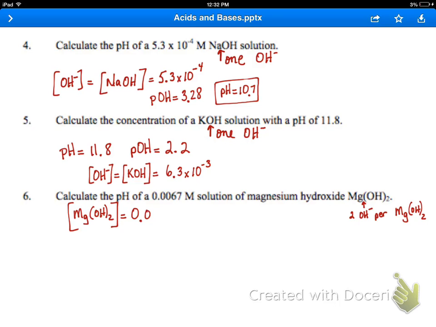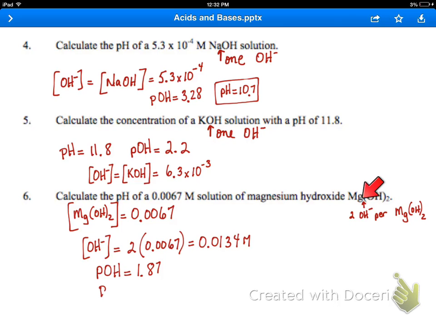Okay, last one is magnesium hydroxide. Here there's 2 hydroxides for every magnesium hydroxide. So we're going to have a factor of 2. We're given the concentration of magnesium hydroxide, and because there are 2 OHs for every base, we are going to take that and multiply by 2 to find the OH concentration. So that's 0.0134, and then we can use that to get the pOH, and then use the pOH to get the pH. Again, 12.3 is a really high pH.